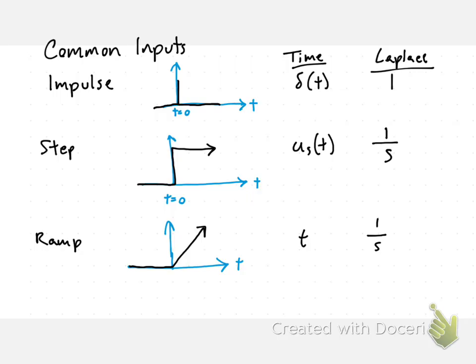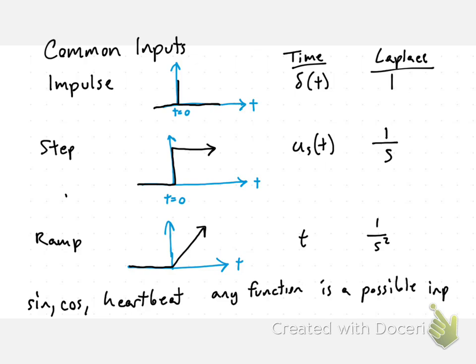But in reality, even though these are the mathematical ones we see a lot, an input can be whatever we want it to be. So we might have a sine function, a cosine function. We're going to have an example where we look at a heartbeat as the input, because we're trying to measure what's the pressure in someone's heart. Any function you want can be a possible input. It doesn't have to be as simple as an impulse or step. We're just going to start off with those in the beginning of the class.